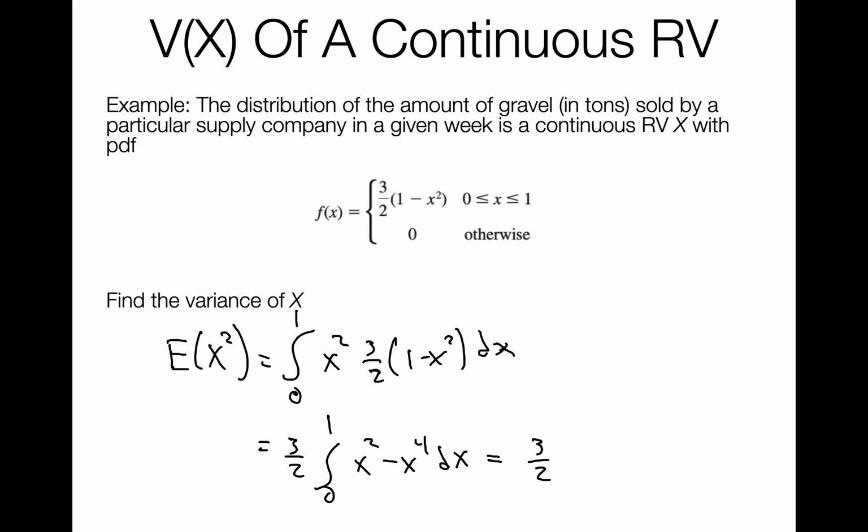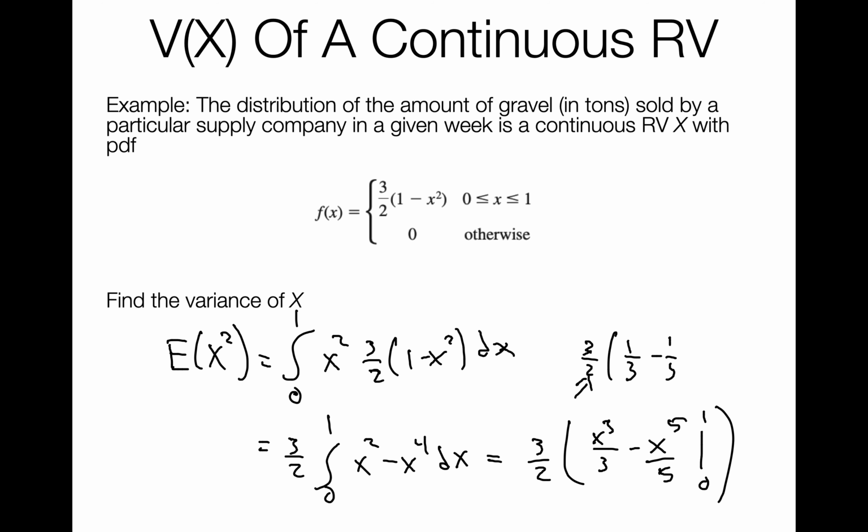That's equal to 3 halves times x cubed over 3 minus x to the fifth over 5, evaluated from 0 to 1. If I go up this way, I get 3 halves times a third minus a fifth when I plug in 1, and when I plug in 0, I still get 0 minus 0 again. So that second half really doesn't count. So I really have 3 halves times a third minus a fifth.